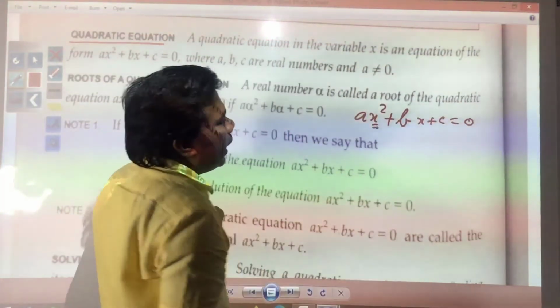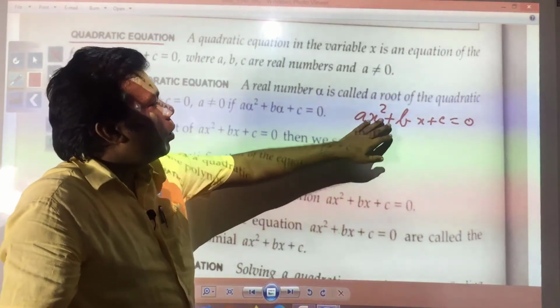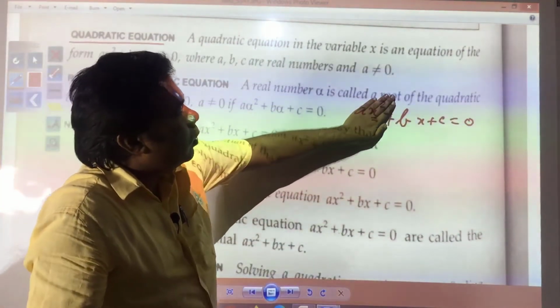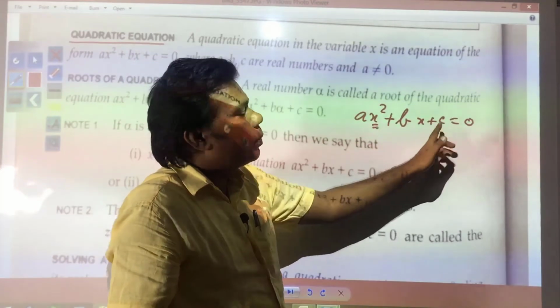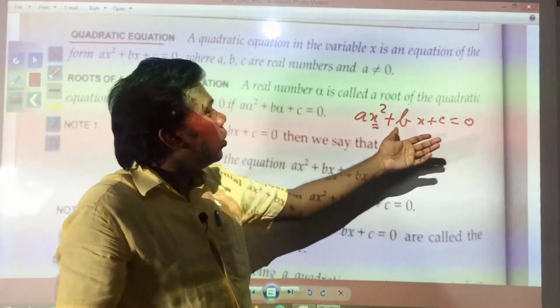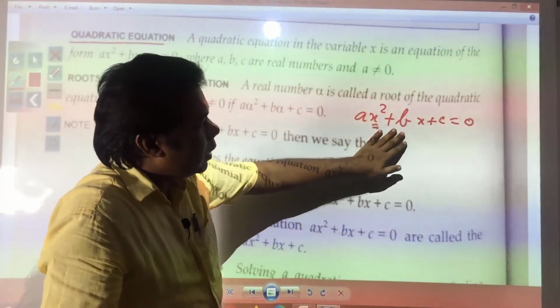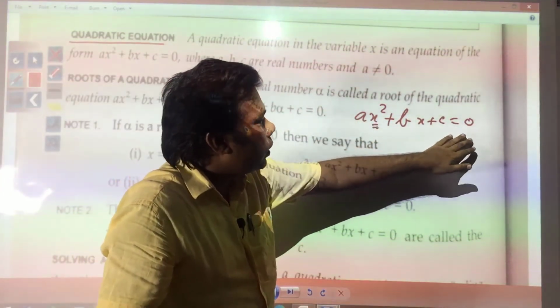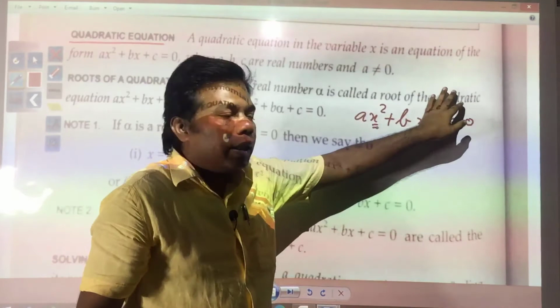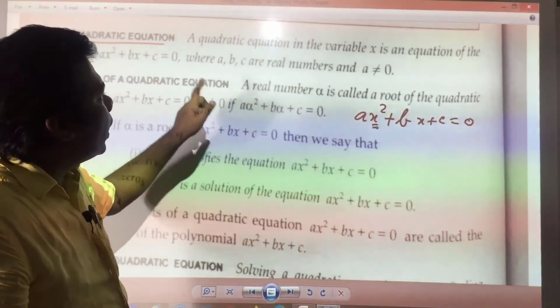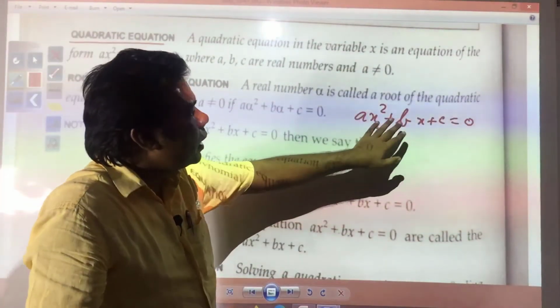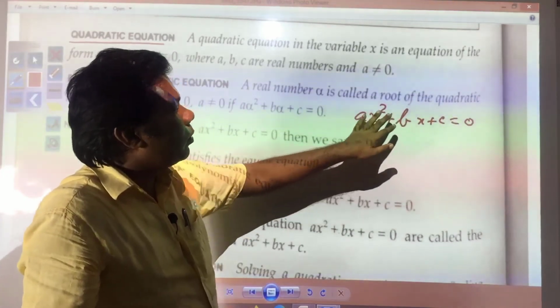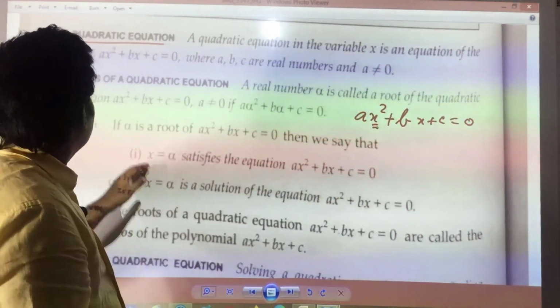Here you see a must not be equal to 0. If a is equal to 0, then only bx plus c will remain, so this will not be a quadratic equation anymore. So, ax square plus bx plus c is equal to 0, in this form, if any equation is there, a is not equal to 0 and a, b and c are real numbers, then this form of equation will be called a quadratic equation.